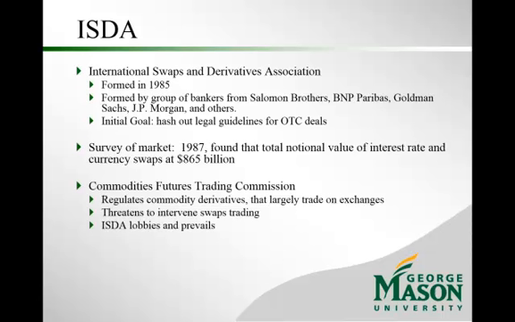And when they did a survey in 1997, a couple of years after they developed this International Swaps and Derivatives Association, they found that the notional value of interest rate and currency swaps was about $865 billion, which is a lot of money. Now, again, they're not trading $865 billion. They're trading interest on that $865 billion. And one's trading variable, one's trading fixed. And they're not actually trading the full amount. There's just a difference between the variable and fixed rate that one bank would send to the other. So it's $865 billion notional value, but that doesn't mean that's how much money was going back and forth.